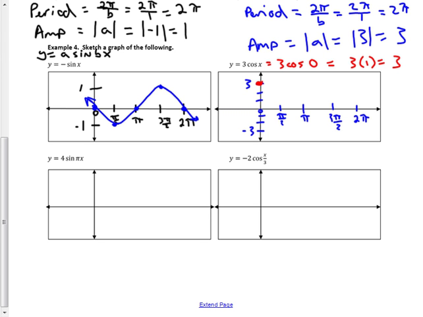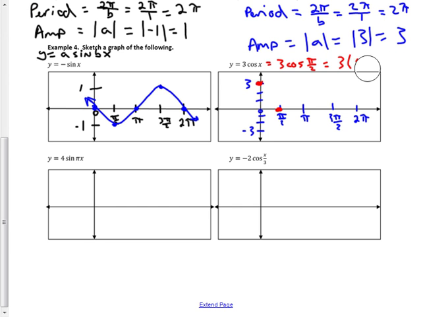I could keep going, and I could keep plugging in the pi over 2, and I could plug in a pi, and I could do all of those things. But in sketching a graph, it becomes better for us to know what happens as opposed to plugging these into the calculator. But you could do that. I could plug in the pi over 2 and find out what value that is. So cosine of pi over 2 is 0. So 3 times 0 is 0. And so this is at 0.